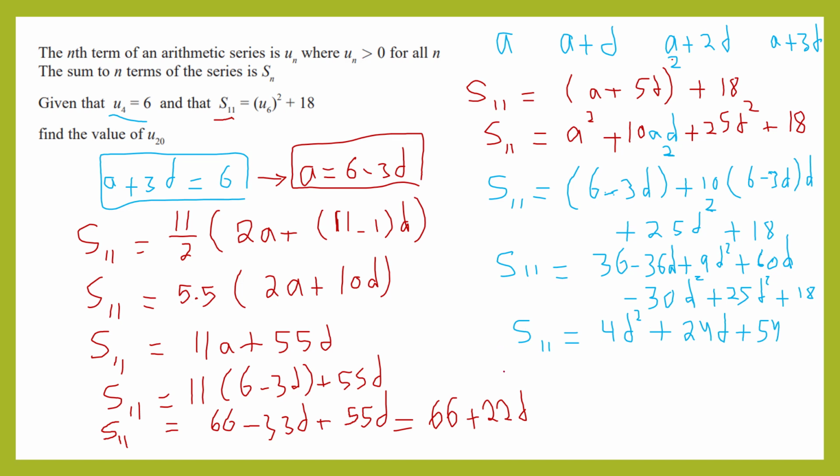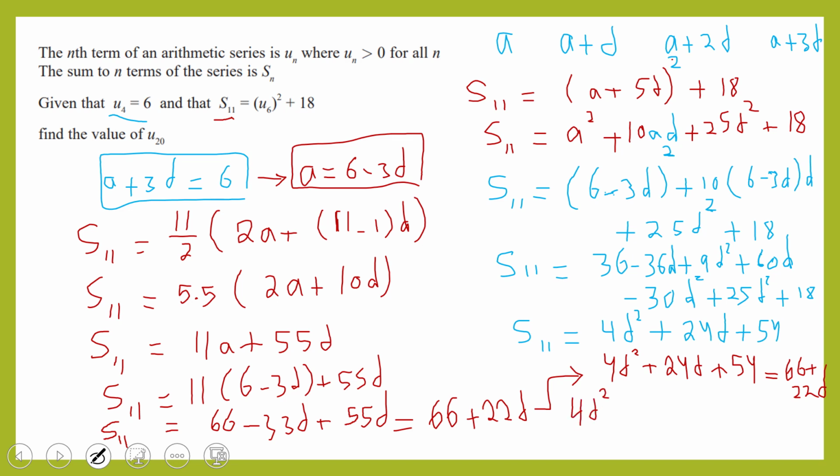So we will equate these two forms of S11. The next step is 4d squared plus 24d plus 54 equals 66 plus 22d. Put them all on one side. It will be 4d squared, 24d minus 22d is plus 2d, and then 54 minus 66 is minus 12, equal to 0.